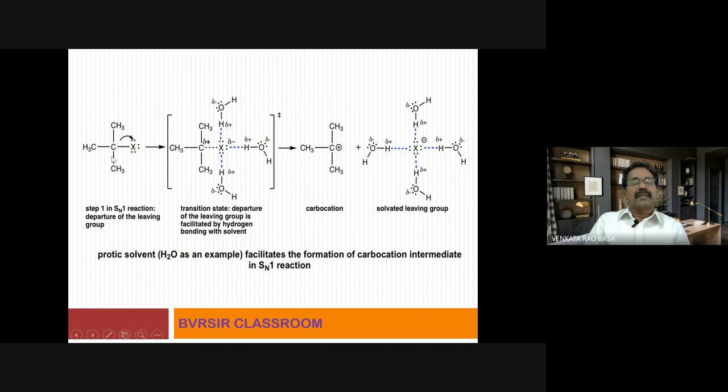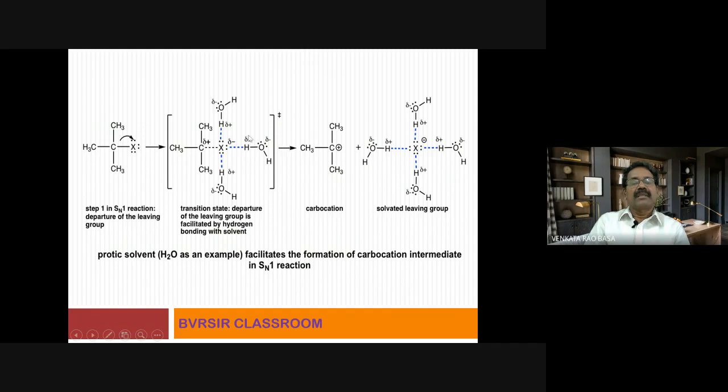So in SN1 reaction, what is the condition? This leaving group should be removed from the reaction process. Then only it will be convenient for the formation of carbocation or carbonium ion. That is an important point. So when inside this, if there is water for example, this water has the ability to associate with this leaving group.